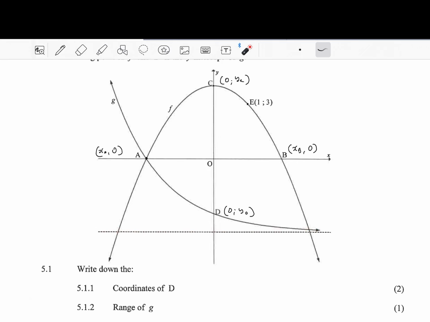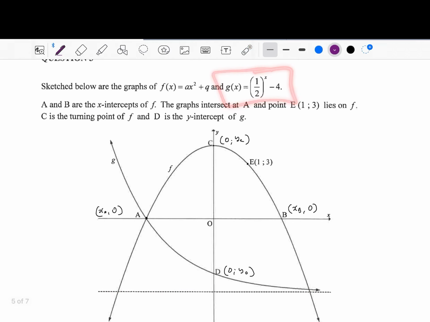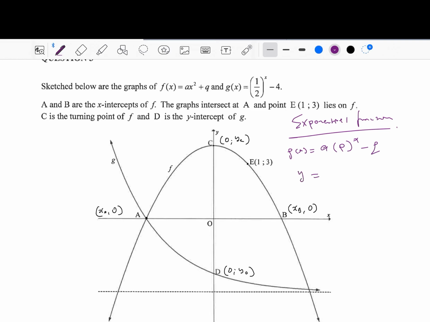This is an asymptote of G, and G is an exponential function. The general formula of an exponential function is g(x) = a to the power x minus q. And we know that an exponential function only has one asymptote, and it's a horizontal asymptote. So it's y is equal to negative q.